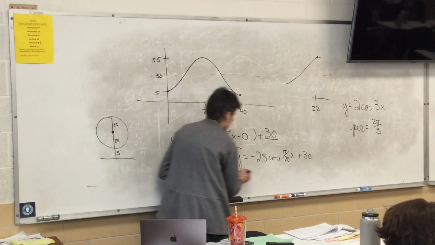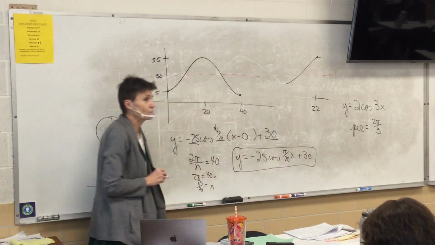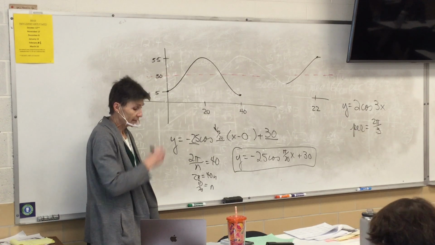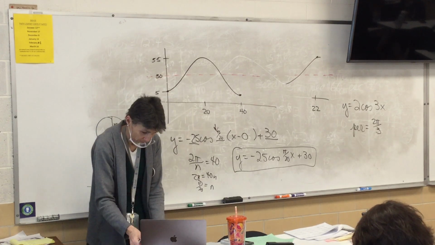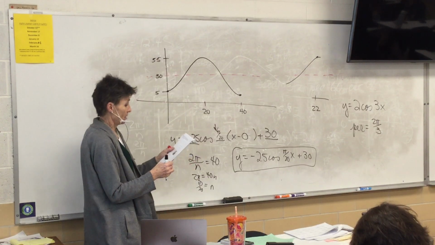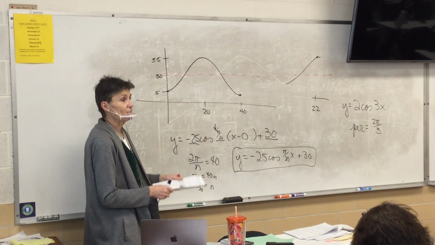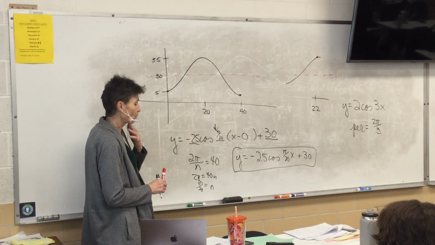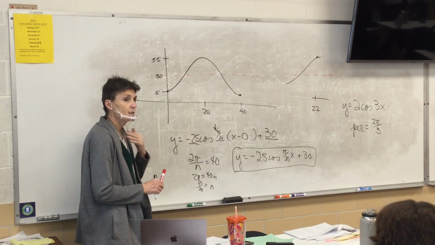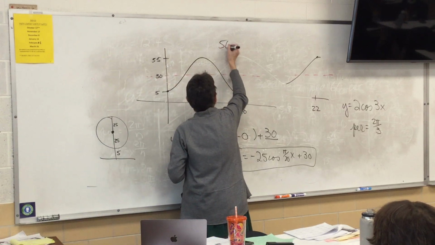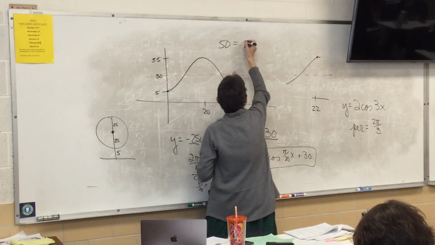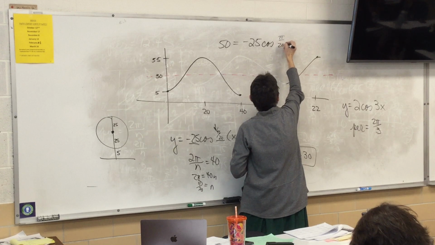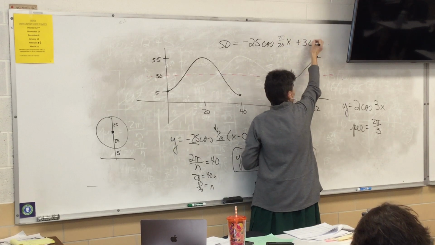Okay, so does that look right for an equation? All right, let's answer the question. What was the question? When will they be 50 feet off the ground? Okay, wait a second. Where do we put the 50? So we have to solve the equation. 50 equals negative 25 cosine pi over 20x plus 30.